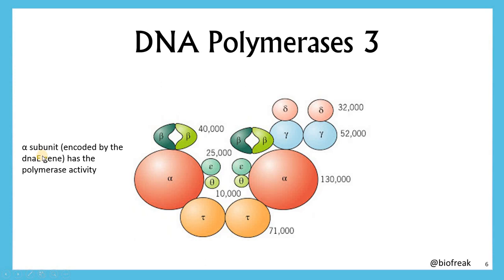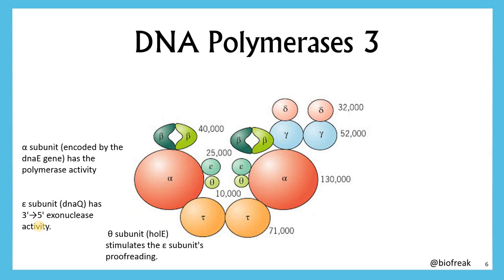The alpha subunit has the 5'-3' polymerase activity, while the epsilon subunit is involved in proofreading activity, that is 3'-5' exonuclease activity, while the theta subunit is involved in helping the epsilon subunit. It stimulates the epsilon subunit's proofreading ability. All these subunits are coded by different genes as mentioned there.